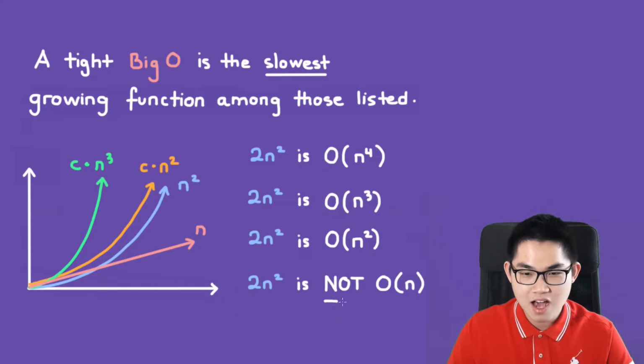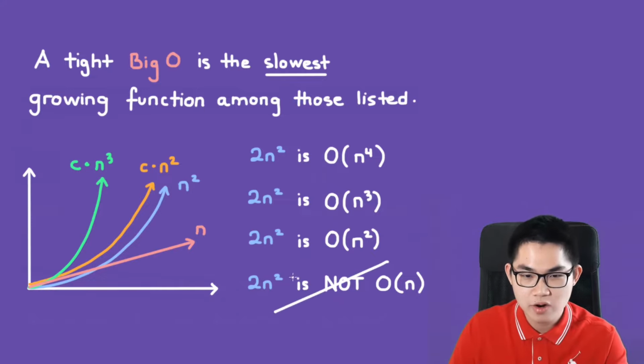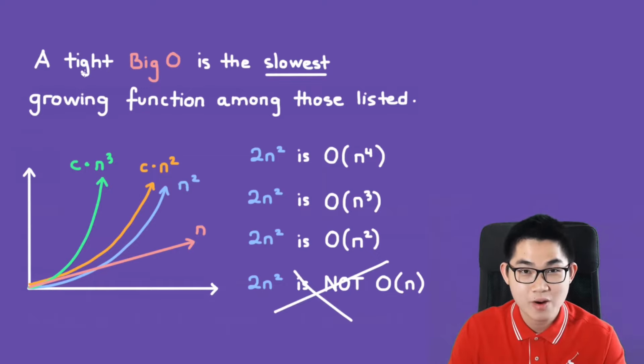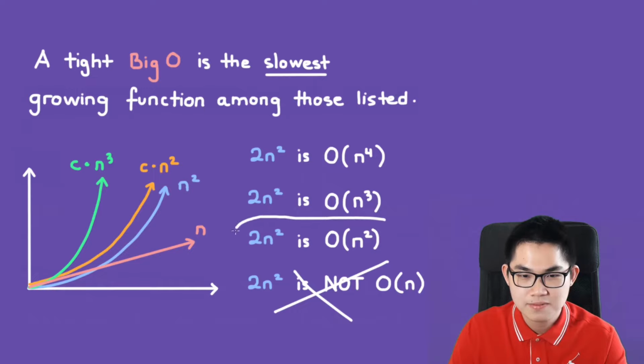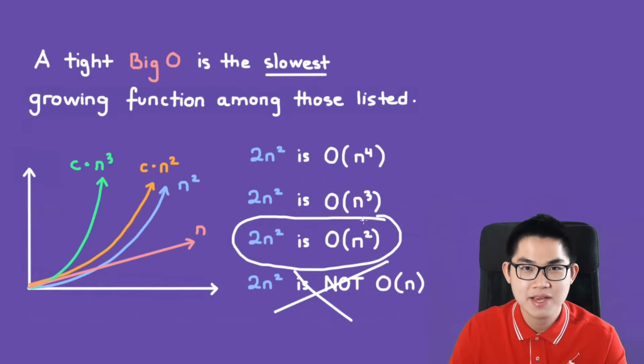So because this is not big O, you can just simply ignore this one. And now you have 3 options left. According to our definition, type big O is the slowest growing function among those listed. We can see that n squared is the slowest one. So this one here would be the type big O. And you can even notice that this is n squared and this is n squared, so they're kind of like on the same order.